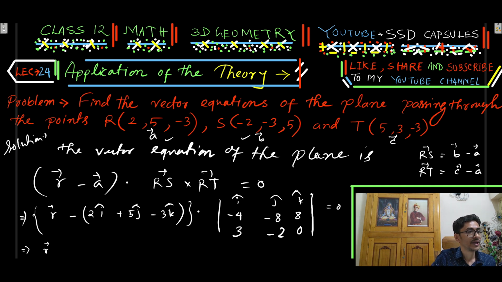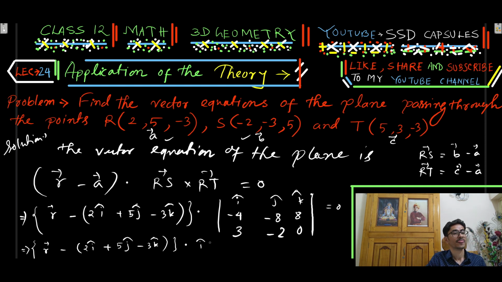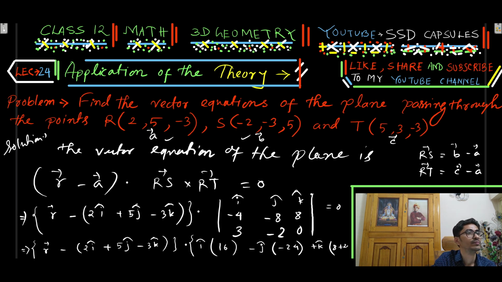This implies (r vector minus (2 i cap plus 5 j cap minus 3 k cap)) dot (i cap times, here, 0 minus 16, so 16, minus j cap times (0 minus 24), plus k cap times (minus 8 minus ... 24 plus 24)) equal to 0. So now we will simplify this.